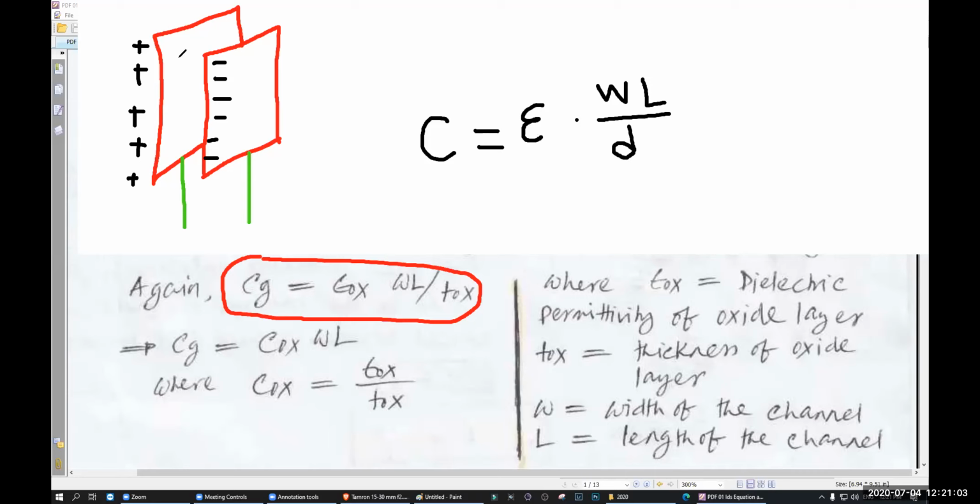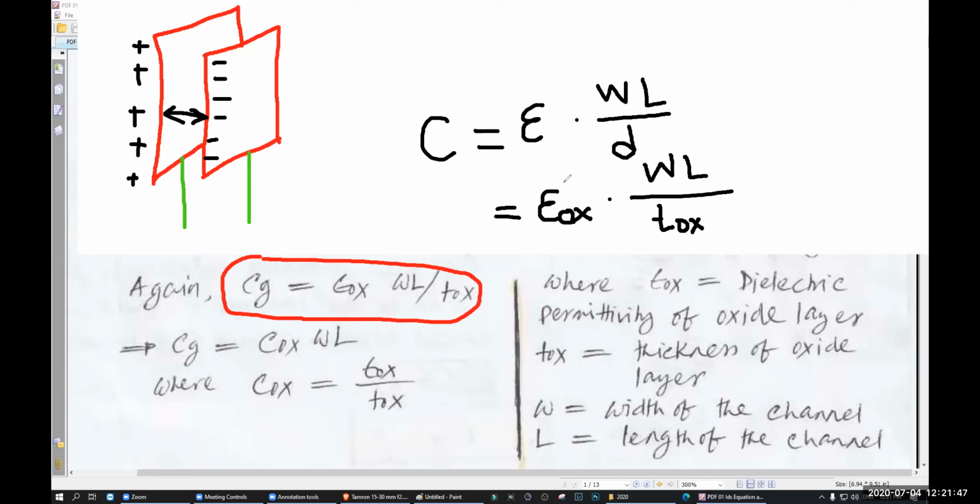And epsilon depends on the material you are using inside. In our case it is oxide, because silicon dioxide, I told you before, right? So epsilon OX. If we use air, it will be epsilon air. If we use vacuum, it will be epsilon 0. Since we have used oxide, it is epsilon OX, W and L. And D is the thickness, that means the thickness of oxide. So the formula is epsilon OX WL divided by TOX.